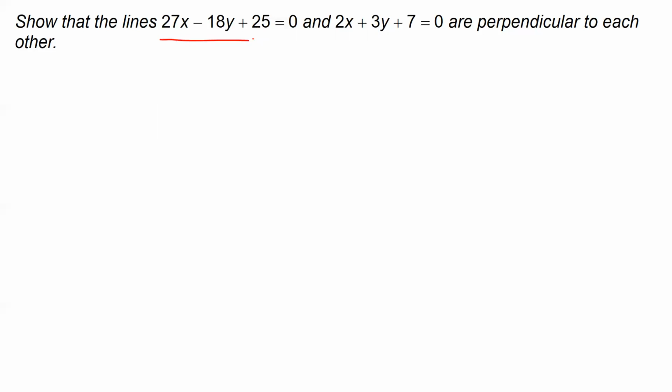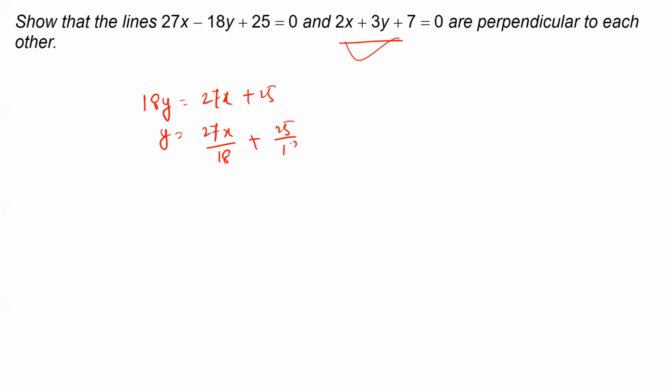Show that these two lines are perpendicular to each other. Remember what we discussed about perpendicularity: if two lines are perpendicular, then the product of their slopes is minus 1. So you find the slope of this line and the slope of this line. For the first line, you make y the subject, you get 18y is equal to 27x plus 25, so y is equal to 27x by 18 plus 25 divided by 18. You can cancel it out with 9. 9 3s are 27, 9 2s are 18.